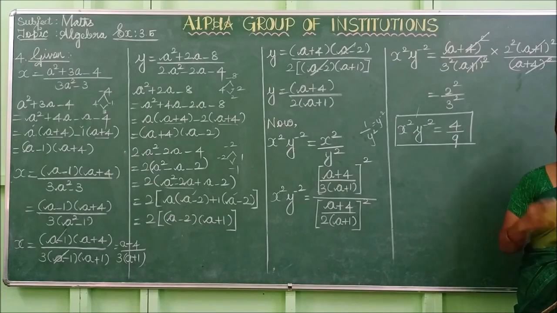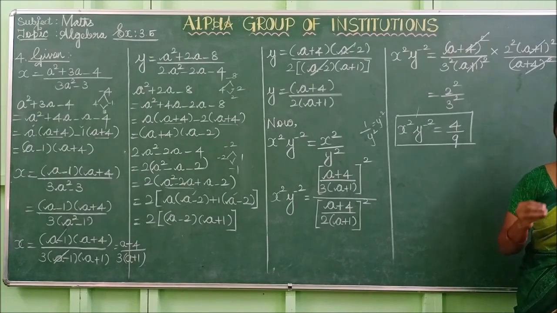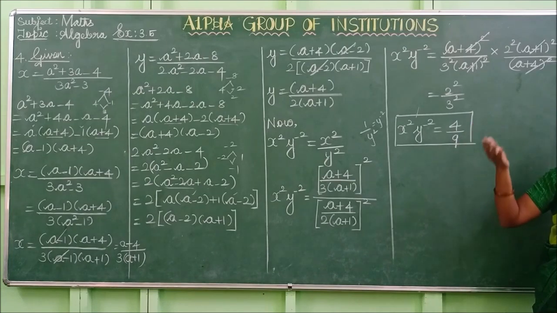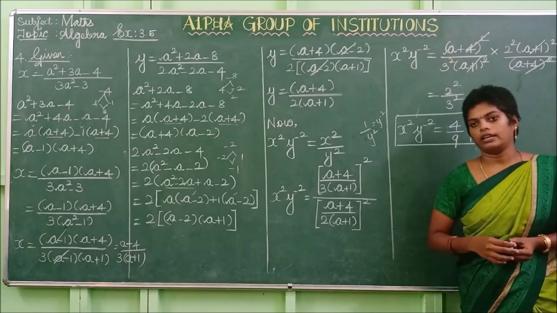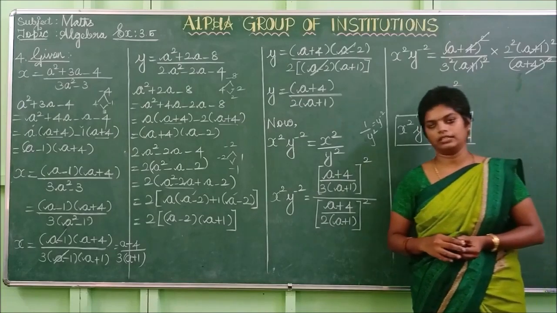Similarly, for division, p of x by q of x and r of x by s of x are any two rational expressions where q of x and s of x are not equal to 0. P of x by q of x divided by r of x by s of x is equal to p of x by q of x, where the operation changes: division changes into multiplication. R of x goes to the denominator and s of x comes to the numerator. Okay, I think you are clear about the difference between multiplication and division. Thank you.